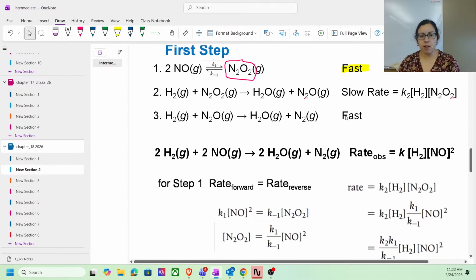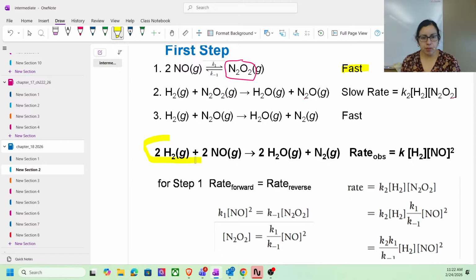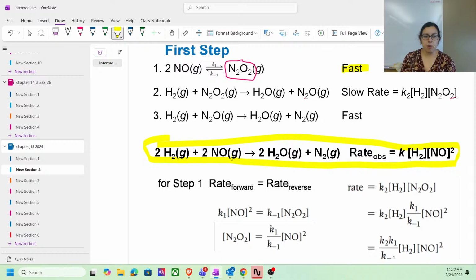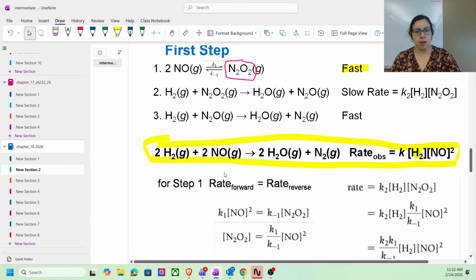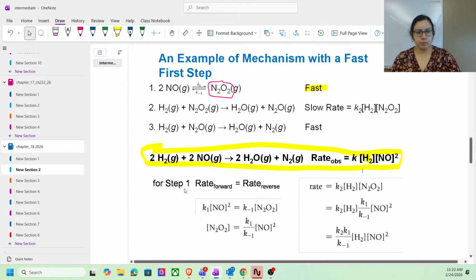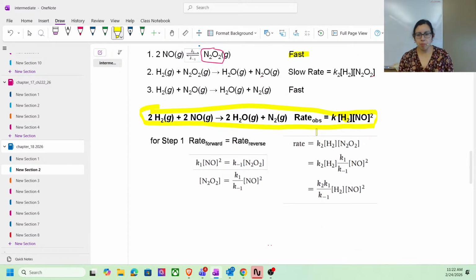And so let's figure out how to verify this. The other piece of information that we're comparing it to is what we're given, so again, this is our overall reaction. We have two equivalents of H2 plus two equivalents of NO give us water and N2. And then we're given our observed rate law is H2 and then NO, so it's second order with NO. And so let's go through how we write this. It's sketched out over here, but let's rewrite it together.